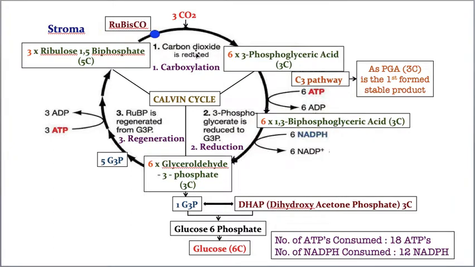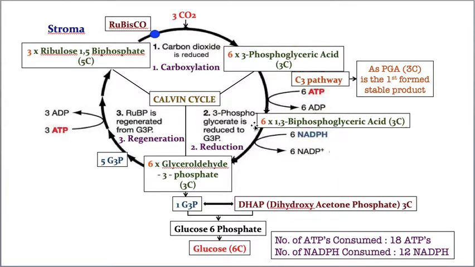Now when the cycle takes place again, one more glyceraldehyde 3 phosphate will be added. This glyceraldehyde 3 phosphate plus the DHAP, which is again converted into glyceraldehyde 3 phosphate, both 3 carbon compounds react together to form glucose 6 phosphate, and the glucose 6 phosphate converts into glucose. So all this reaction takes place in the reduction.